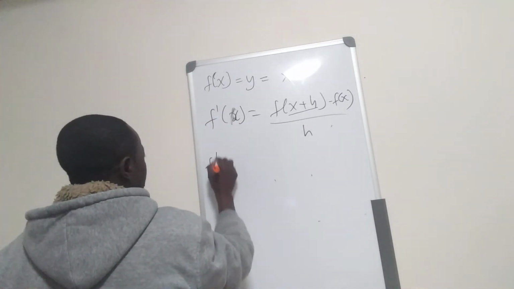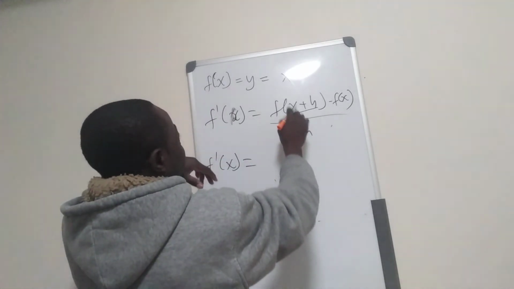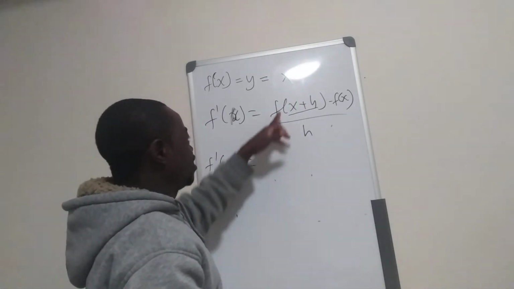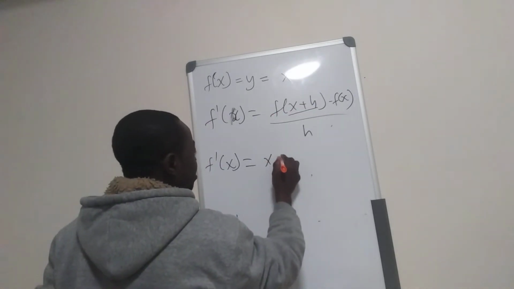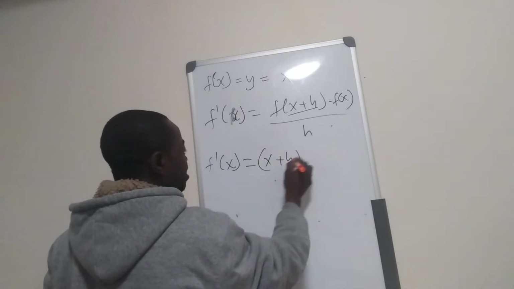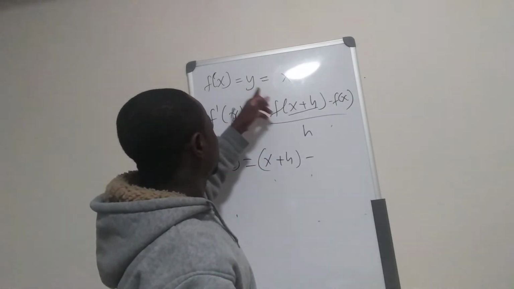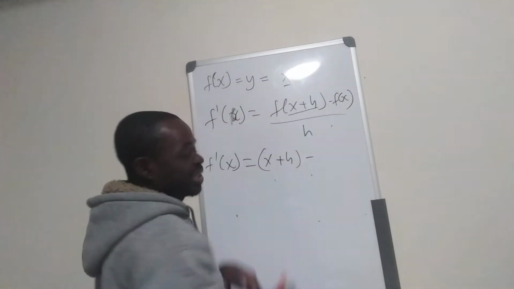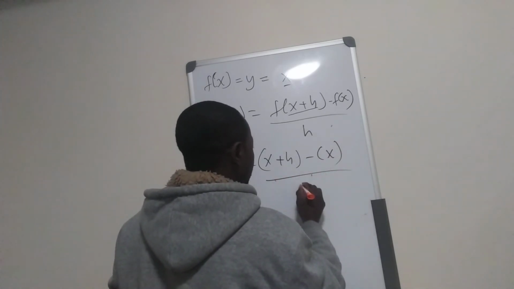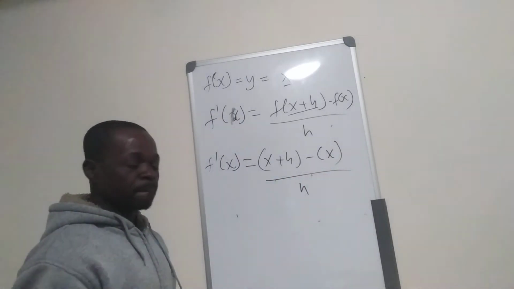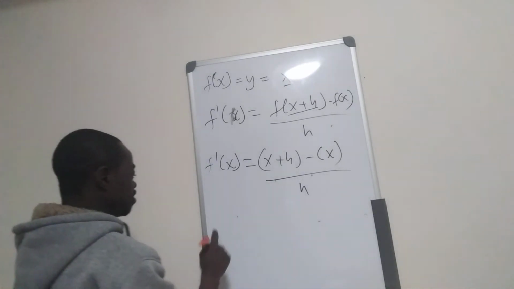So we have f prime of x is equal to, this is our x, so you replace it by x plus h. So you have x plus h, because it's just a single x. This is minus the function f of x, and f of x is just x. So we have x, then divided by h. Right. And then here we introduce something called the limit.